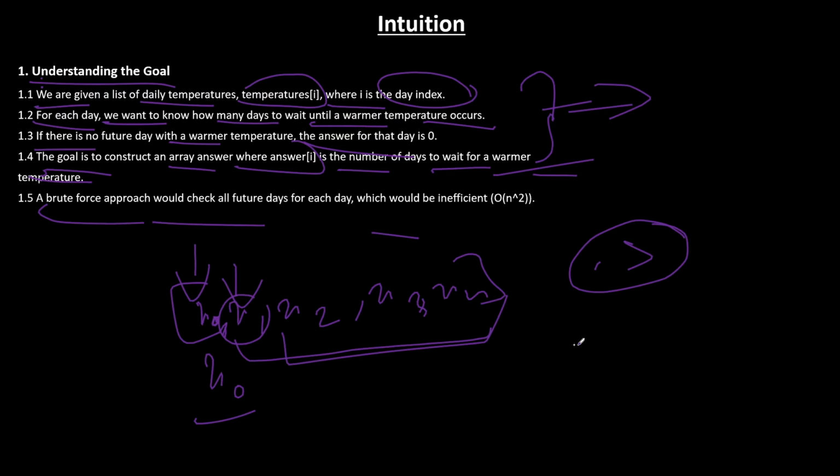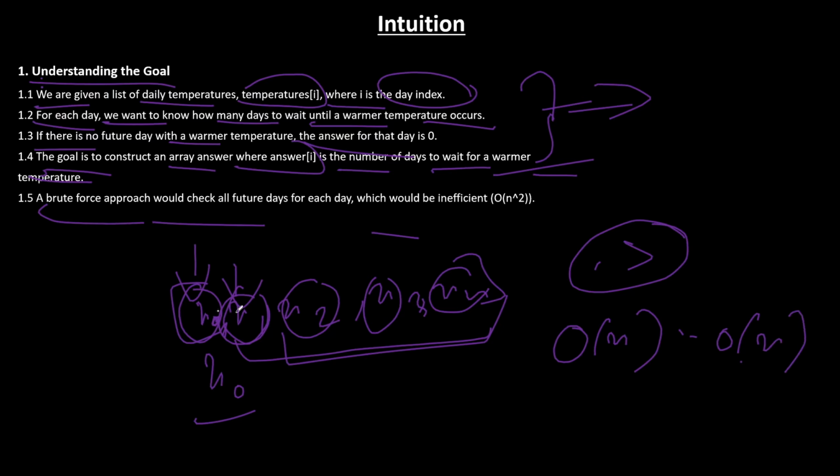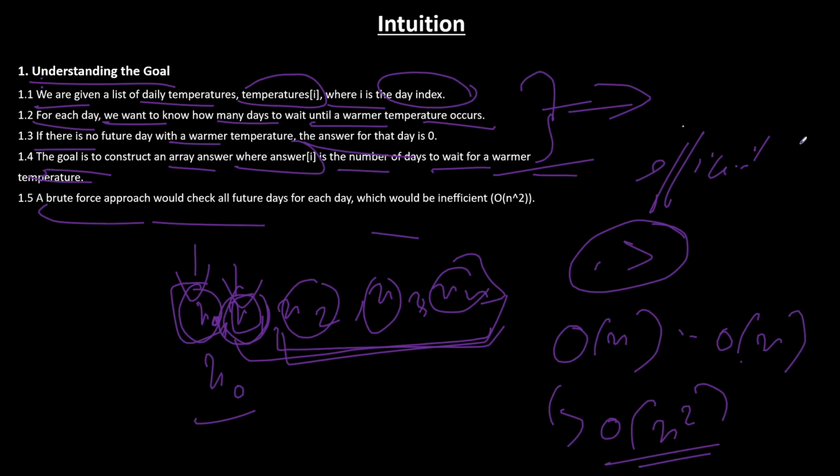So it will take O of n time complexity to iterate, taking each day one by one, n into O of n, because for each ith day you will iterate the leftover array, right? Therefore the time complexity would be O of n square, and this will be an inefficient solution for this approach. So we have to look for a much more efficient solution. Okay, let's look into it.